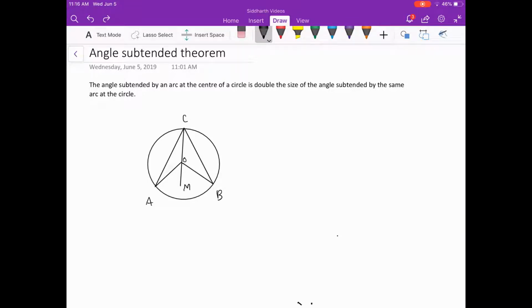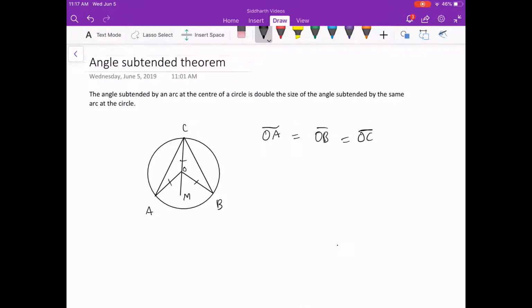Now looking closer, we see that OA, OB and OC are all radii of the circle. Because of this, triangles ACO and COB are isosceles. Now let angle ACO be x. Because it's isosceles, angle CAO will also be x. Now let's name this y and this will also be y.